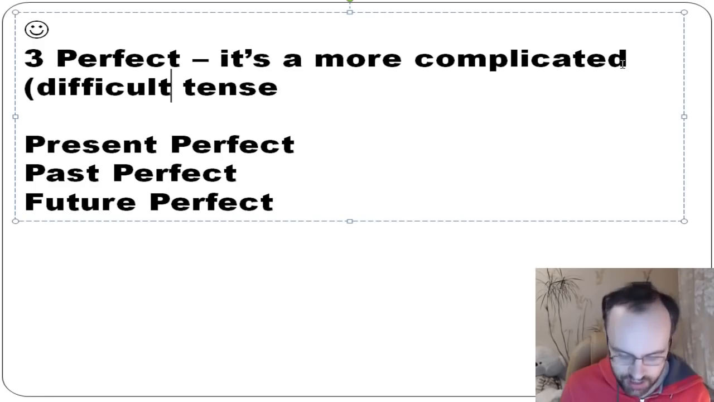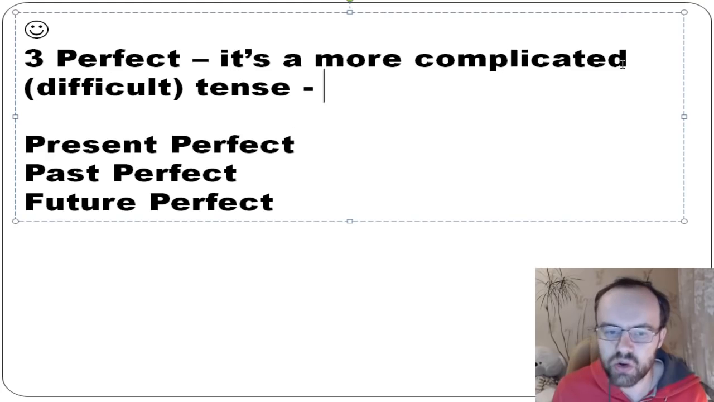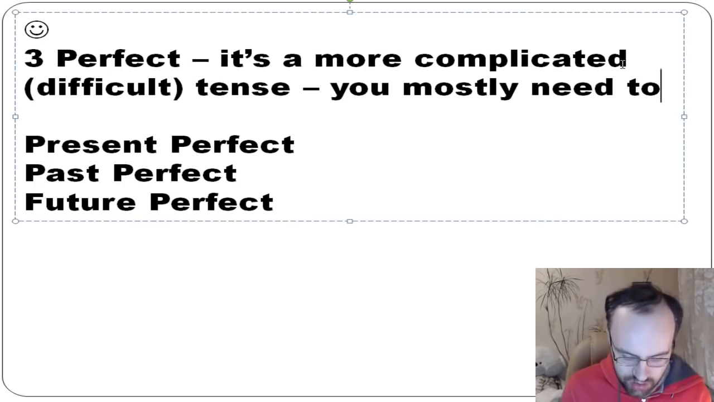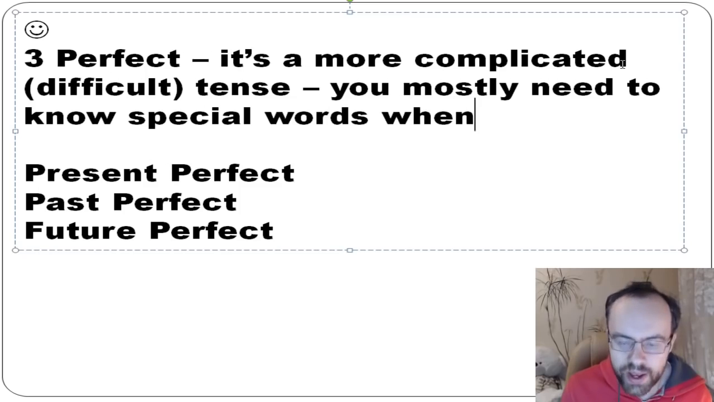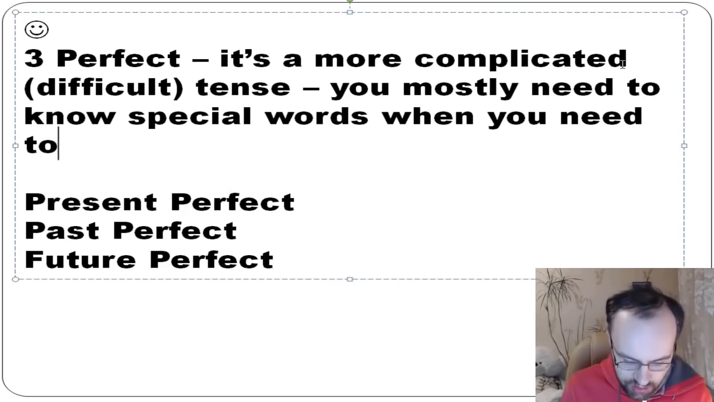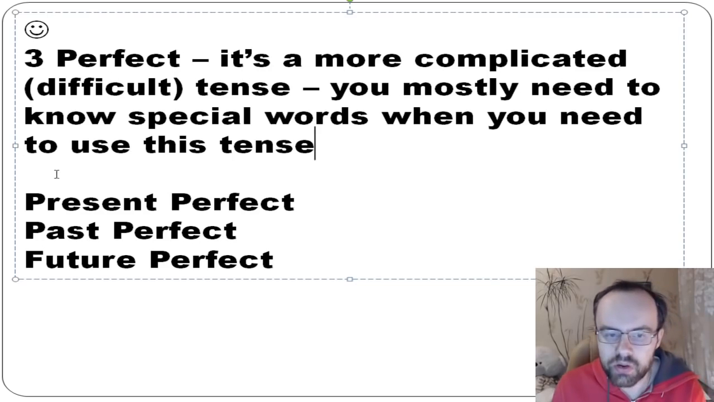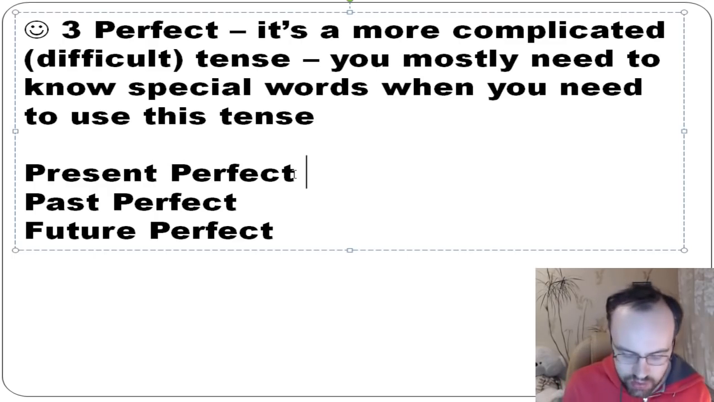It's a more difficult tense, and you mostly need to know special words. So when we use these tenses, you mostly need to know special words, when you need to use this tense. Okay, and if we look at present perfect, you need to know these words. The meaning is that there is a connection with the present.